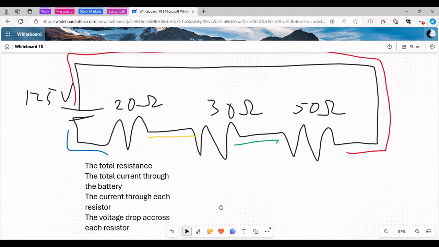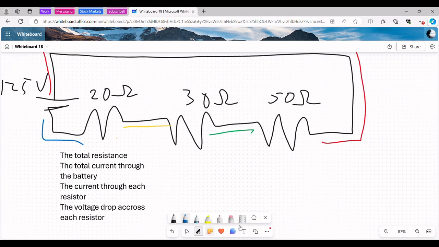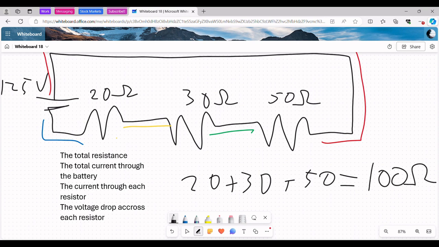Okay, so since all of these resistors are in series, the total resistance is just going to be all of them added up together. So that's 20 plus 30 plus 50, which equals 100. So the total resistance is 100 ohms.